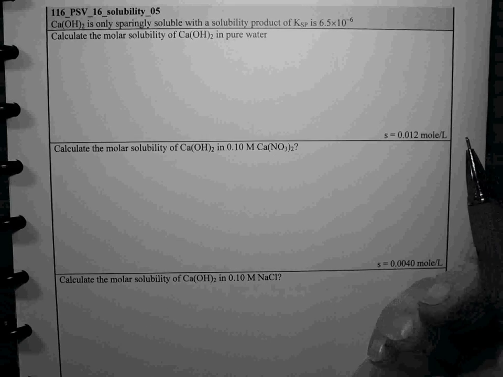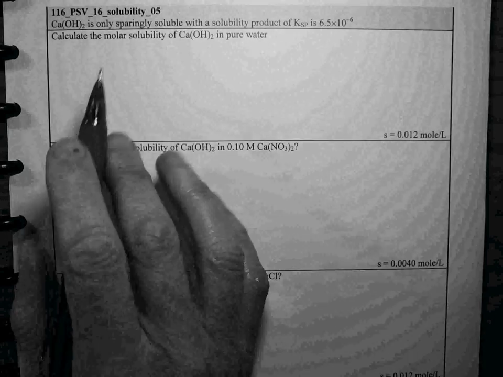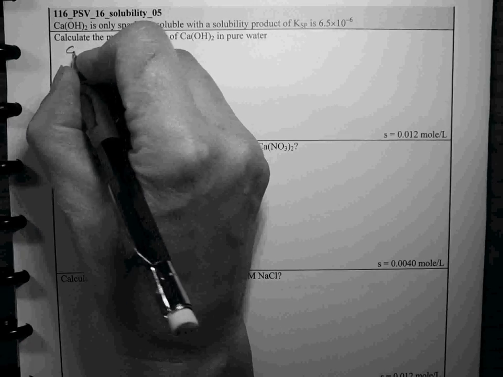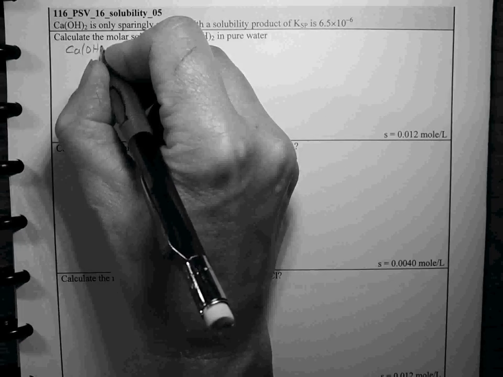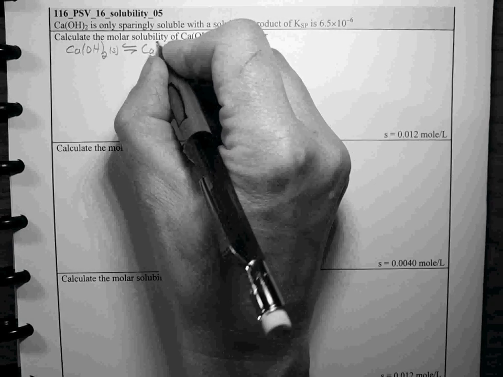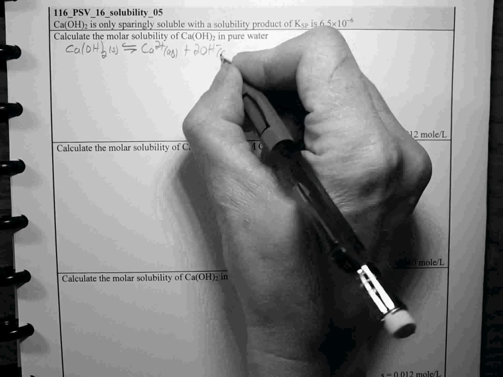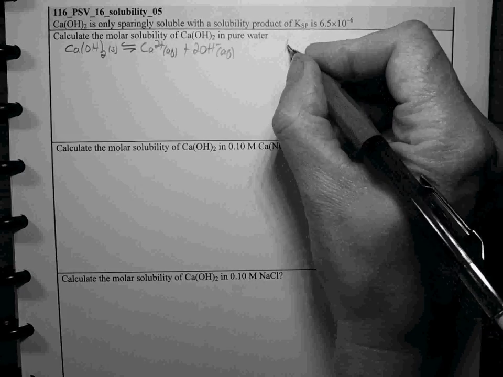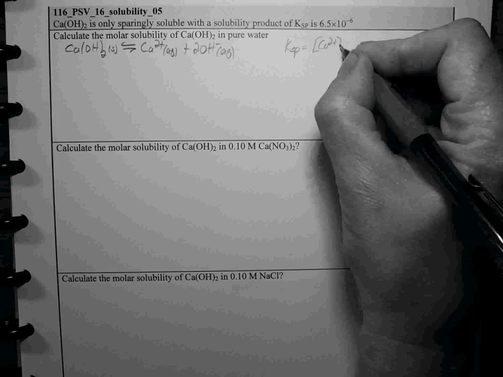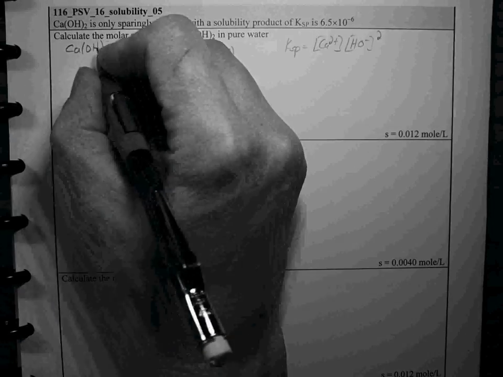This is a solubility problem. The insoluble compound is calcium hydroxide. First we want the molar solubility in pure water. We're given KSP, so we write out the equilibrium expression. And we know that KSP will be equal to the calcium 2+ ion concentration and the hydroxide ion concentration squared.